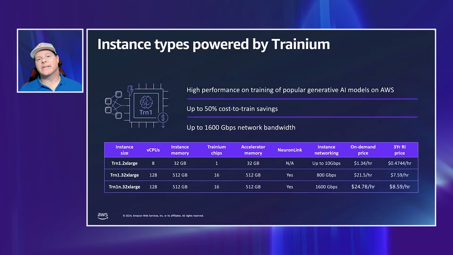Here are some of the instance types for Trainium. There are 3 of the instance types listed here with different characteristics. Keep an eye on the network bandwidth. The TRN1N 32XL actually has 1.6 terabit of network bandwidth between those instances, which is very powerful and a number that you want to keep an eye on when choosing the type of instance that you're going to use, especially at scale when you start going beyond one single instance.